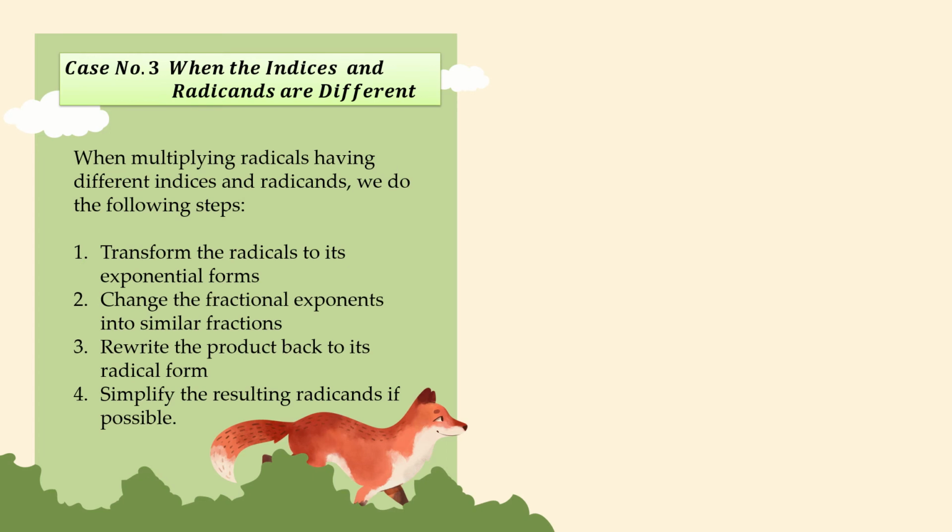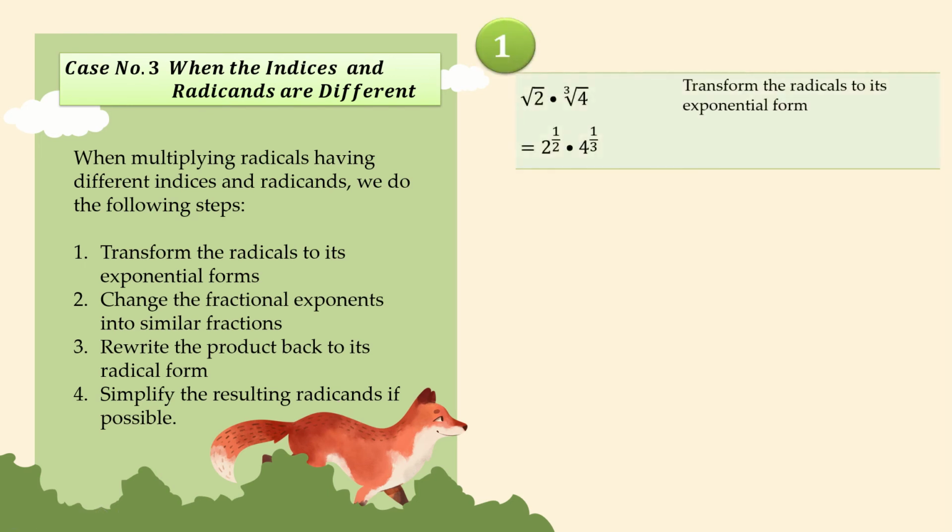I guess more or less papareha siya sa case number 2, ang mga process. 1. Transform the radicals to its exponential form. 2. Then change the fractional exponents into similar fractions. 3. Rewrite the product back to its radical form. 4. Then simplify the resulting radicands if possible. Sample 1. The square root of 2 times the cube root of 4. Lahi-lahi og index. Index 2, imaginary 2, ug index 3. The radicand 2, ang usa 4. Lain-lain gyud.